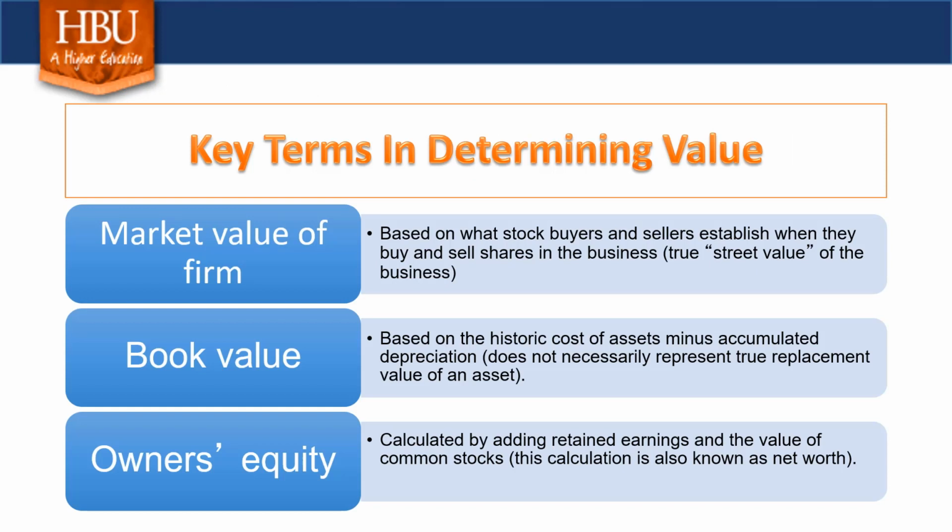The fifth and final financial ratio we are going to look at is the value of the firm. In order to do that, I want to talk about some key terms that we use in determining value. This slide and the next couple of slides will address some of these key terms. First of all, market value of the firm. We think of this as that street value. That is, what are the stock buyers and sellers establishing when they buy and sell shares in the business? It's the market value. Book value is the historic cost of assets minus accumulated depreciation.